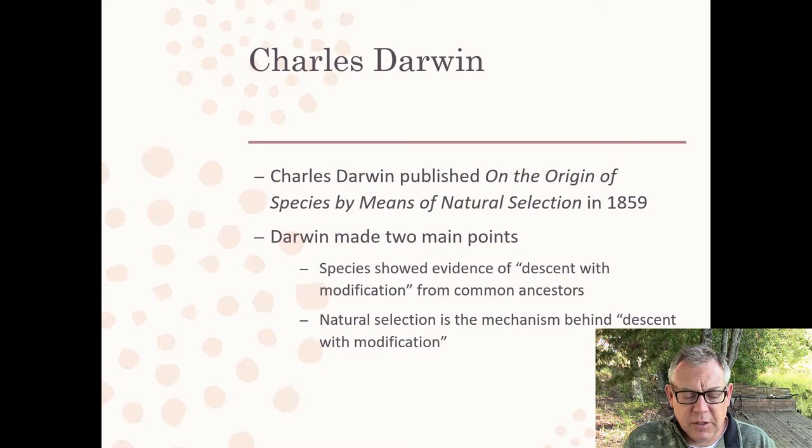It's important to understand that evolution and natural selection are different ideas, right? Evolution is the idea that all organisms arose from a common ancestor and all organisms have descended from that ancestor and been modified over time. Natural selection is the most important mechanism for causing those changes over time. And so as we talk about these, hopefully those ideas will solidify a little better.